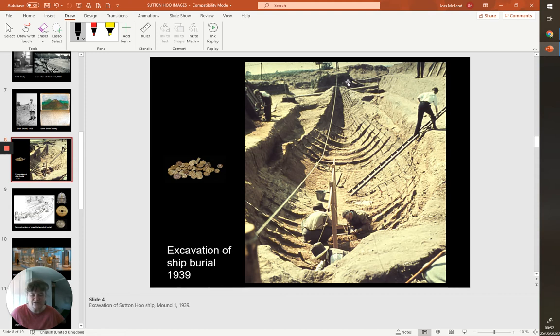You can see how huge it is. 27 meters long. That's as long as our playground. You know, it's a huge thing. And I put this picture of the coins there to remind me to tell you that they could date it because of the coins. So they found some coins in there, and the coins had dates on, and so they were able to tell quite accurately when the ship was buried.